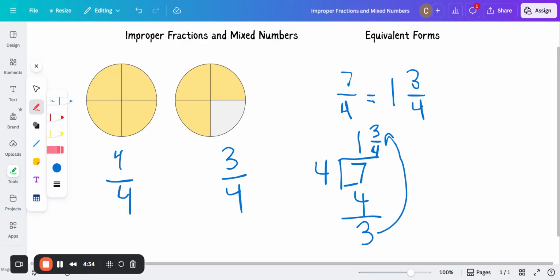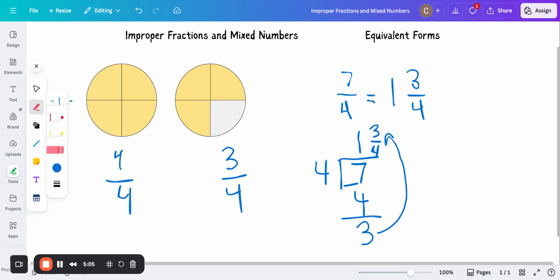Now, as you get more and more comfortable with this process, you can also do this mentally without writing out your long division. And you just want to think through that process of how many times does your denominator go into the numerator as a whole number. And then whatever your remainder is, or what's left over, is going to be your numerator of your fraction piece. And then your denominator is going to stay the same.